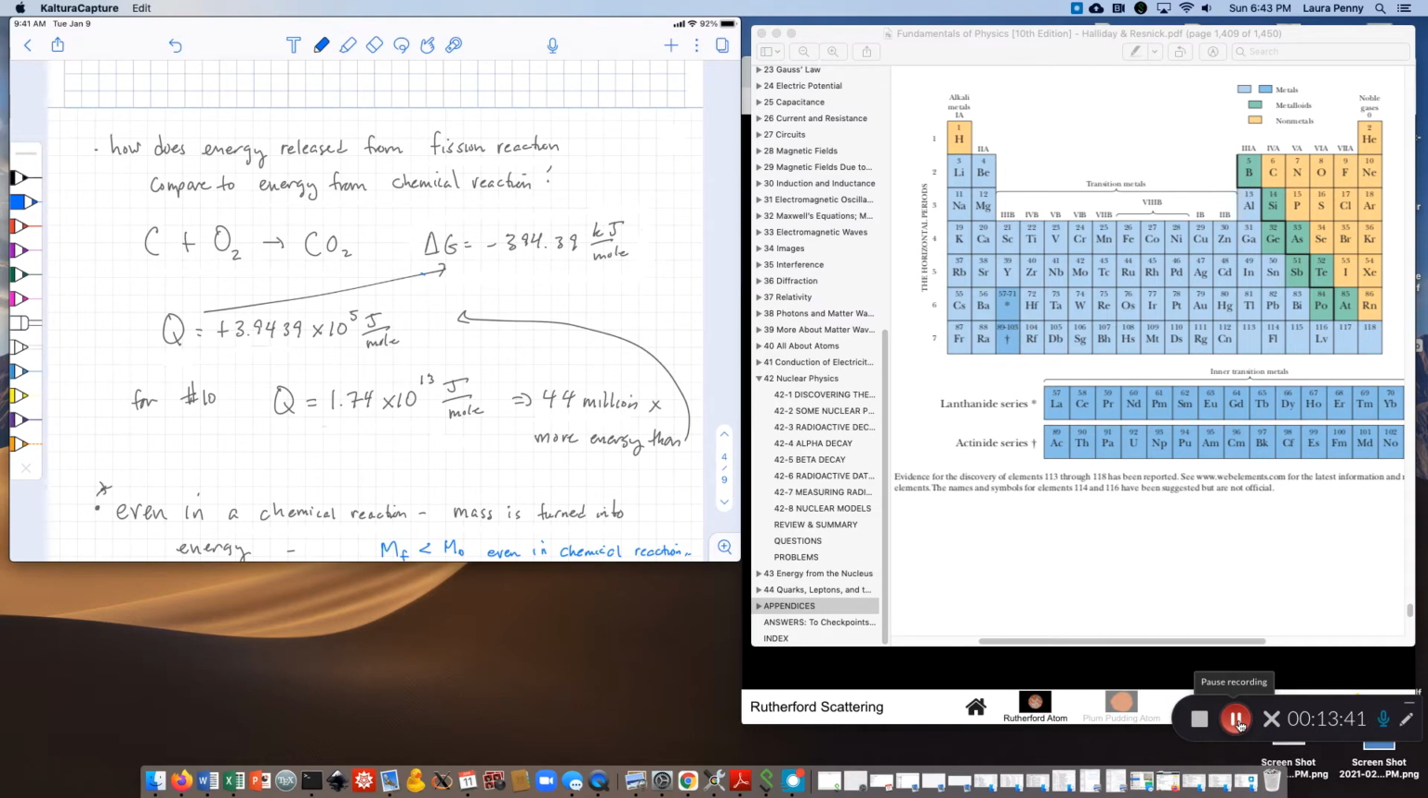Comparing this, writing that out in joules per mole, it's about 3.9 times 10 to the 5 joules per mole, compared to what I just had, which was 1.74 times 10 to the 13. I'm getting 44 million times more energy out of my nuclear reaction per mole than I am out of my chemical reaction. And this fact that you get so much more energy out of a nuclear reaction is just a sign of how much stronger the nuclear force is than the electrostatic force.